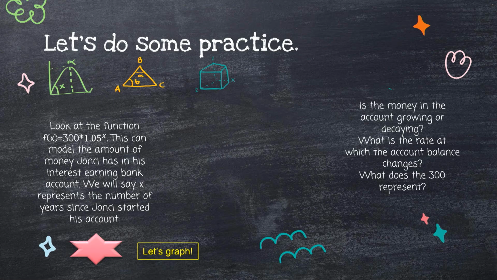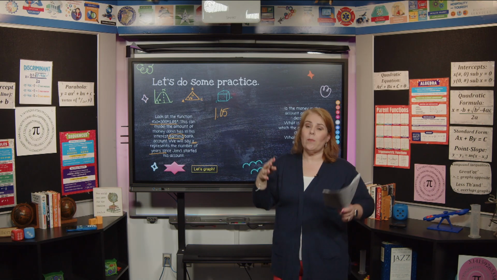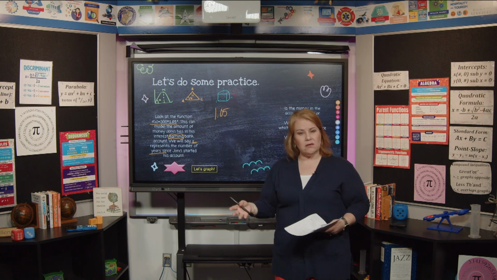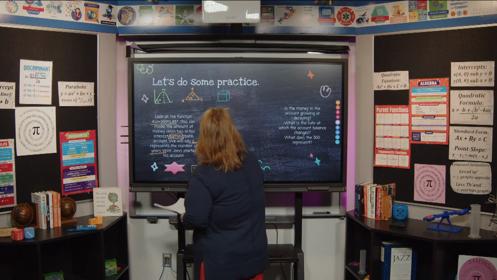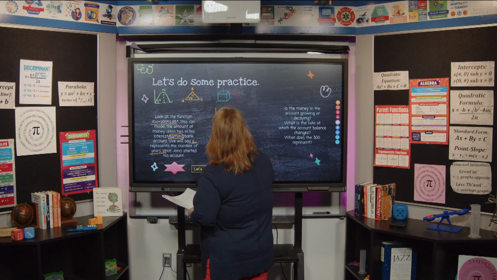So let's see. Let's go ahead back and annotate this passage. So I've got my function, and it says that he's got an interest earning account. That may be important. And my x represents the number of years since he started the account. So what can I say? I'm going to say that I'm looking at 1.05. And what did it say about our common ratio being bigger than 1? Is it increasing or decreasing? It's increasing. So I'm going to say this is an increase or growth.